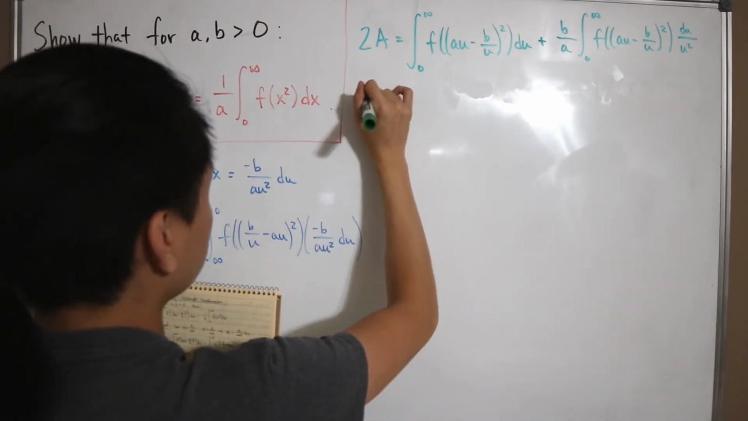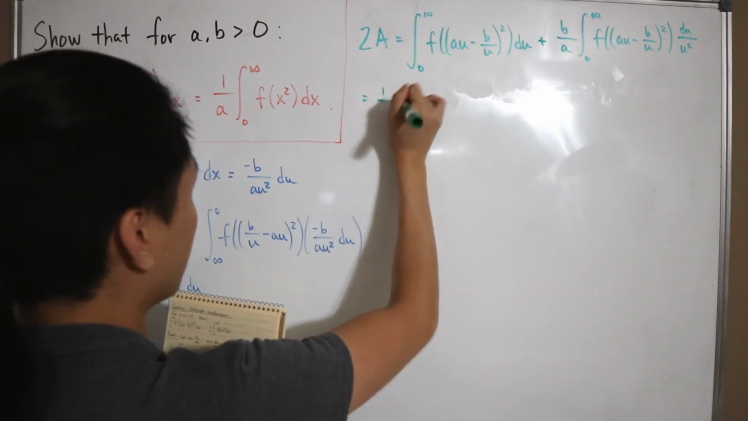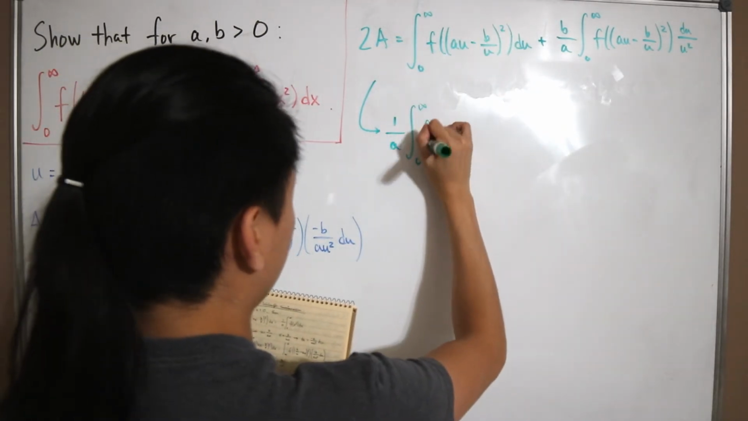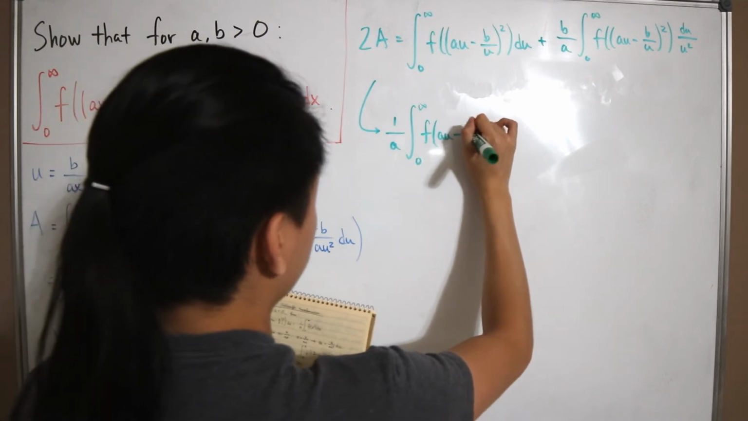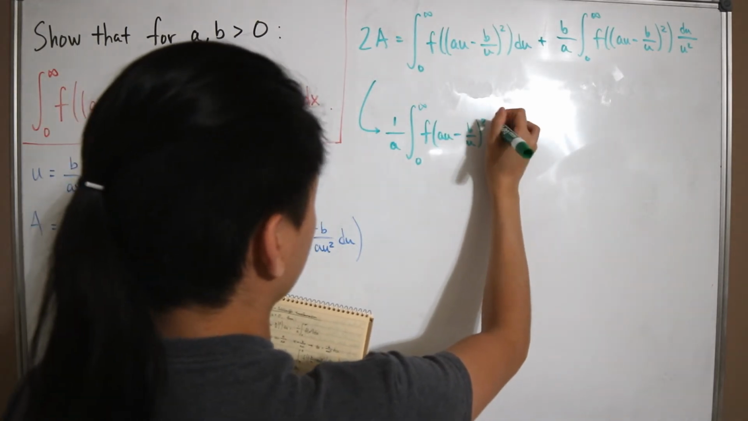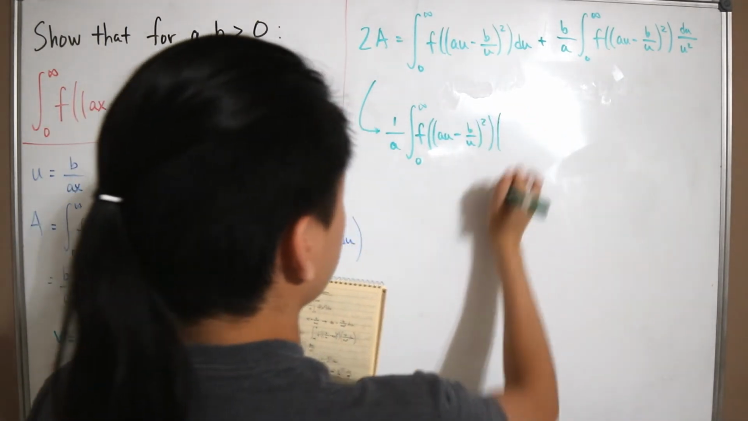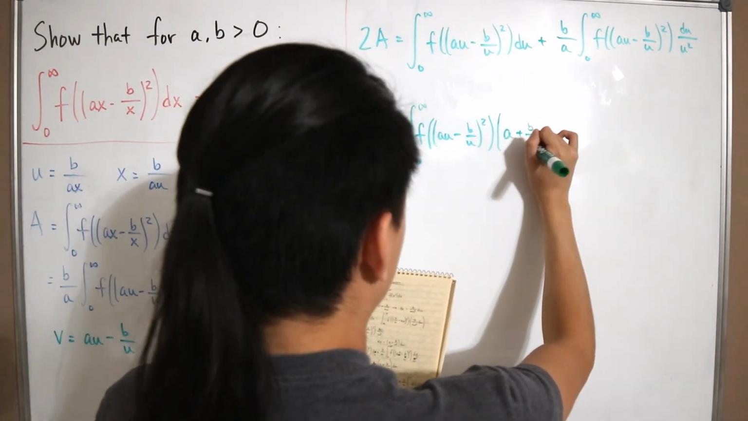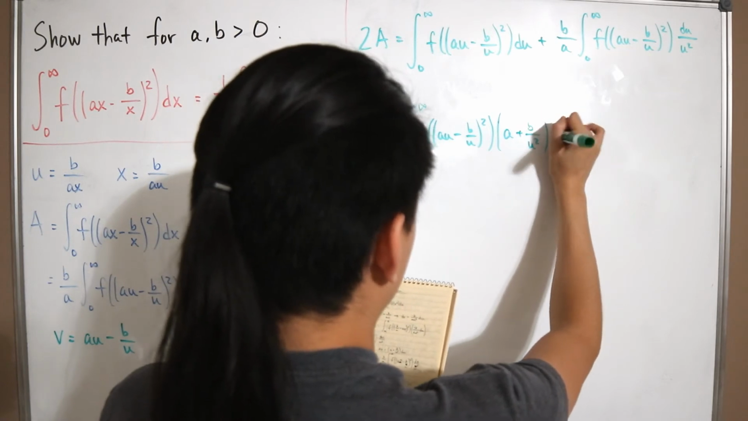So what that comes down to is that we have 1 divided by a, then we multiply with the integral from 0 to infinity of our integrand over here. So that's f of (a u minus b divided by u) squared. Then we can actually put this back in as the factor of a plus b divided by u squared, and then put this back in for du.